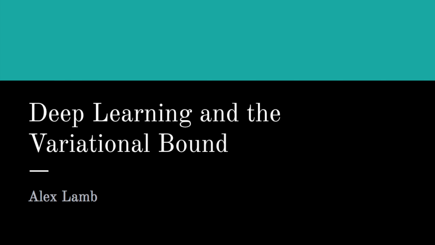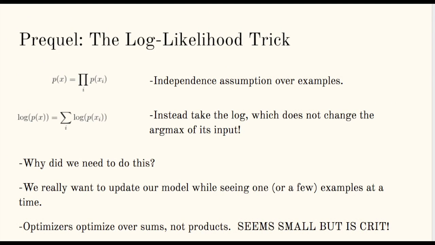Later in the video, I'm going to discuss connections between the variational bound and neural networks. There is an idea called the log likelihood trick, which is very widely used in machine learning, including pretty much all neural networks which do classification, which is complementary with the variational bound, both conceptually and in practice.